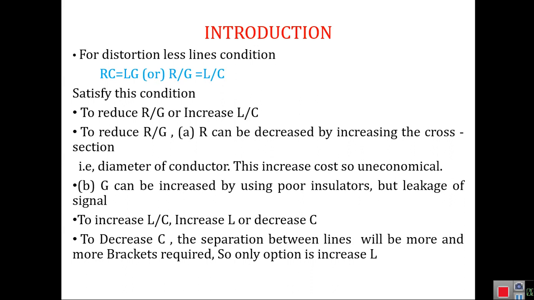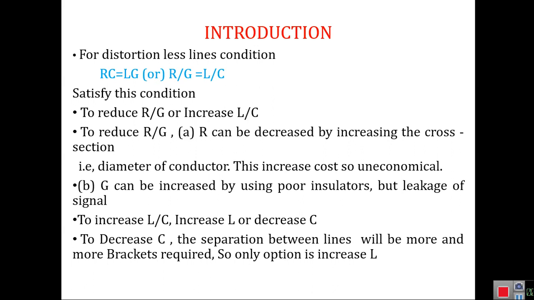Primary constants are R, L, C, G, that is resistance, inductance, capacitance and conductance. Secondary constants are Z0 and gamma, that is characteristic impedance and propagation constant. The propagation constant consists of the attenuation constant and the phase constant. These are the basics of transmission lines.